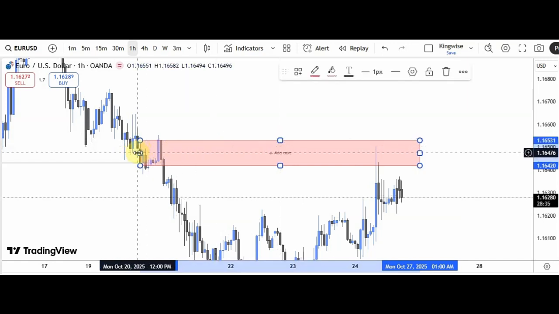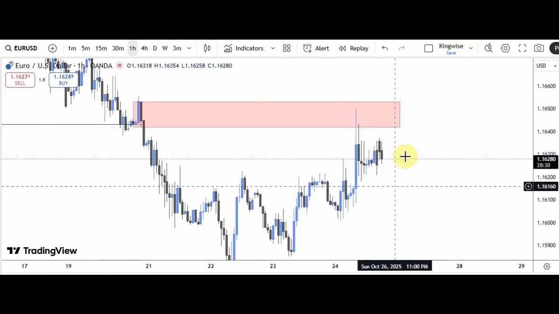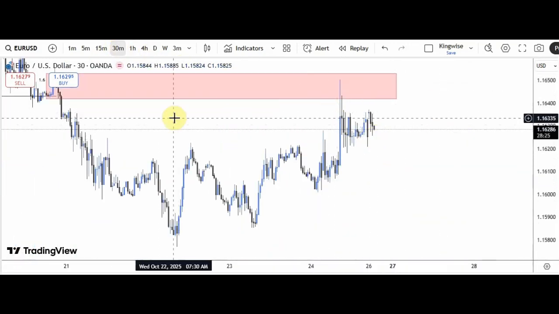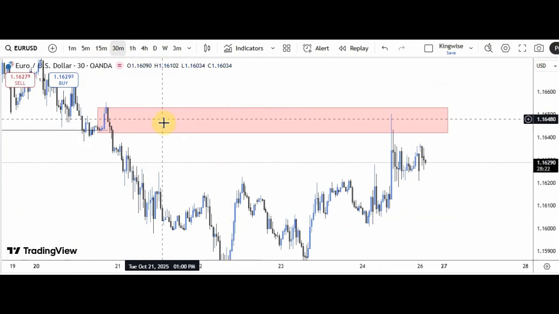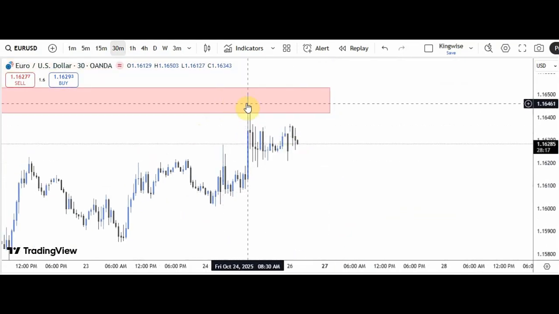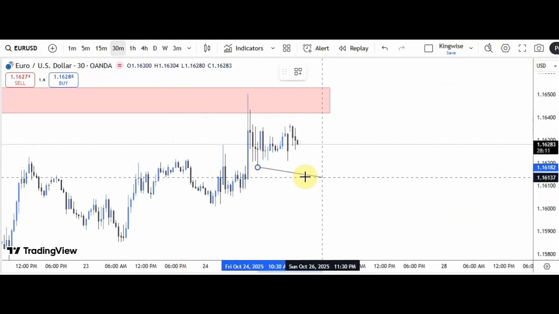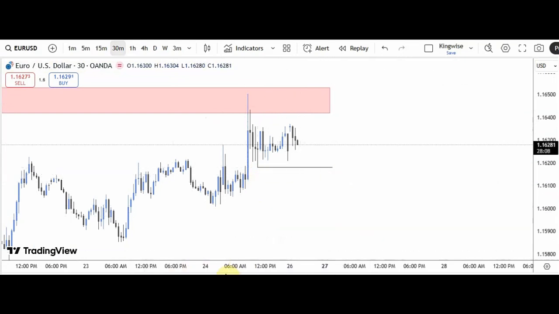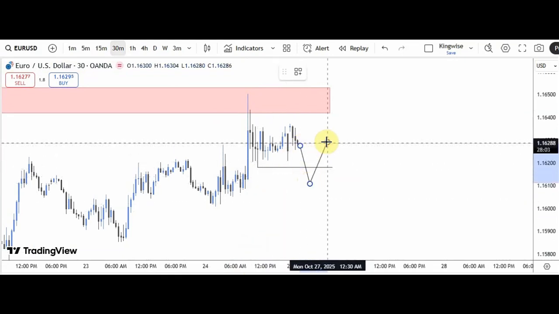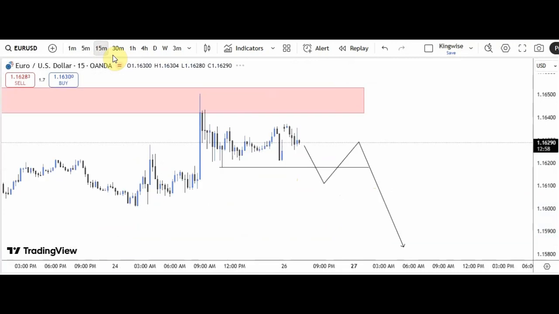So price rejected, went back up and rejected again. So we are looking for sales. More sell, guys. I'm looking for more sell. So we have that rejection. So we have this low. Price would want to do something like this, return into a demand, a supply zone, and go all the way down. So what is our 15 minutes saying?